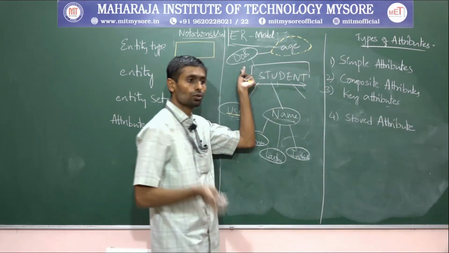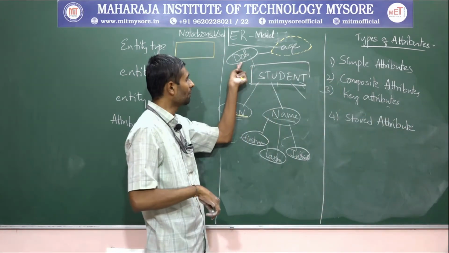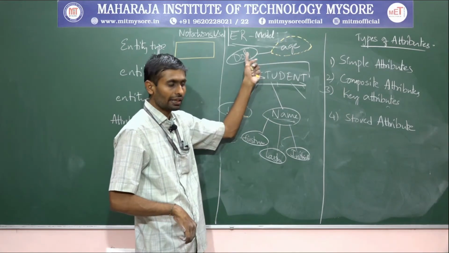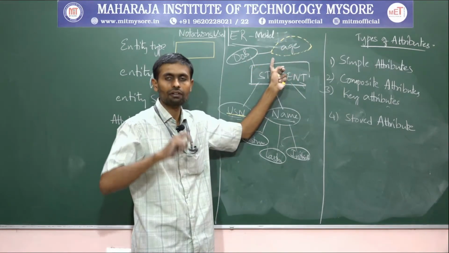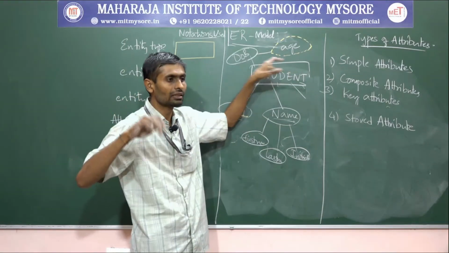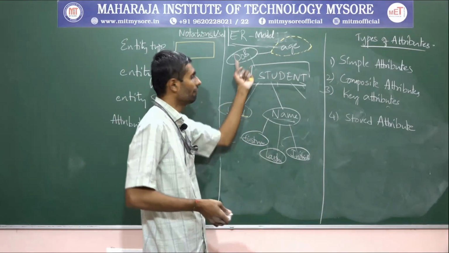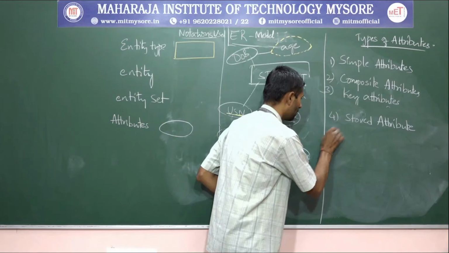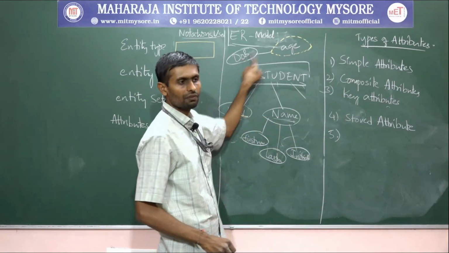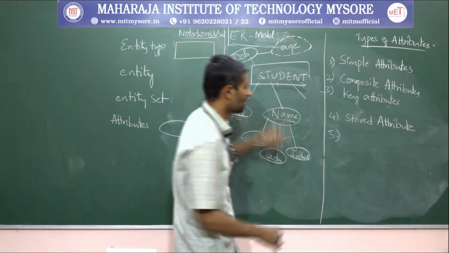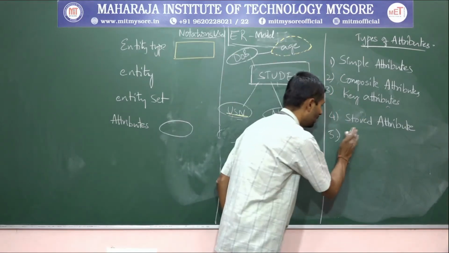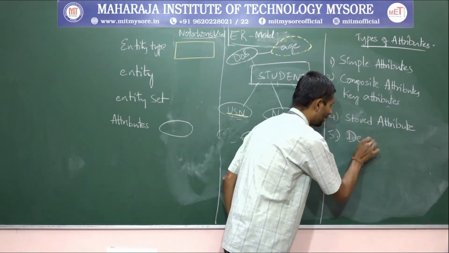This is a stored attribute. We have stored a date of birth, and with the help of date of birth we are deriving the age, right? So for that we have connected it with this date of birth, and we have represented this derived attribute with dotted lines. Dotted indicates it's a derived attribute. It is derived from this stored attribute. So without date of birth we cannot derive an age. So age becomes computed using, or derived using, date of birth. So it's a derived attribute.